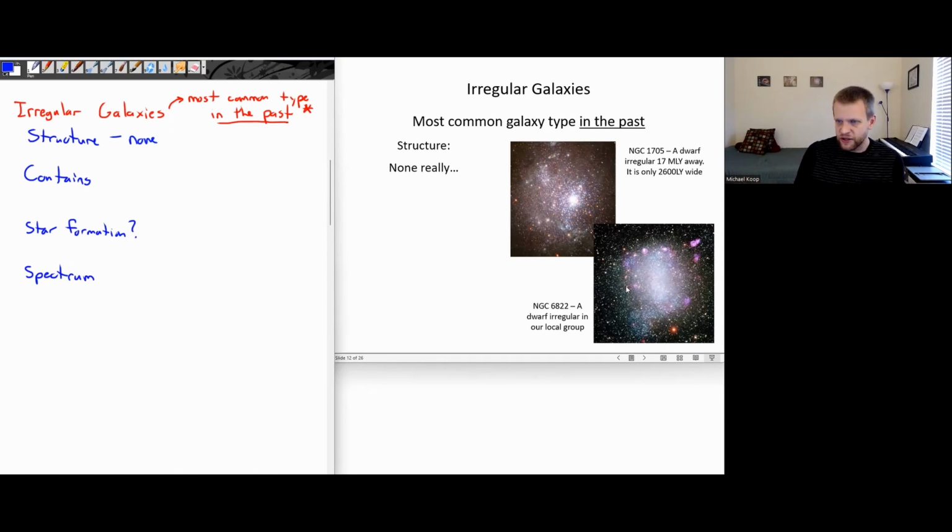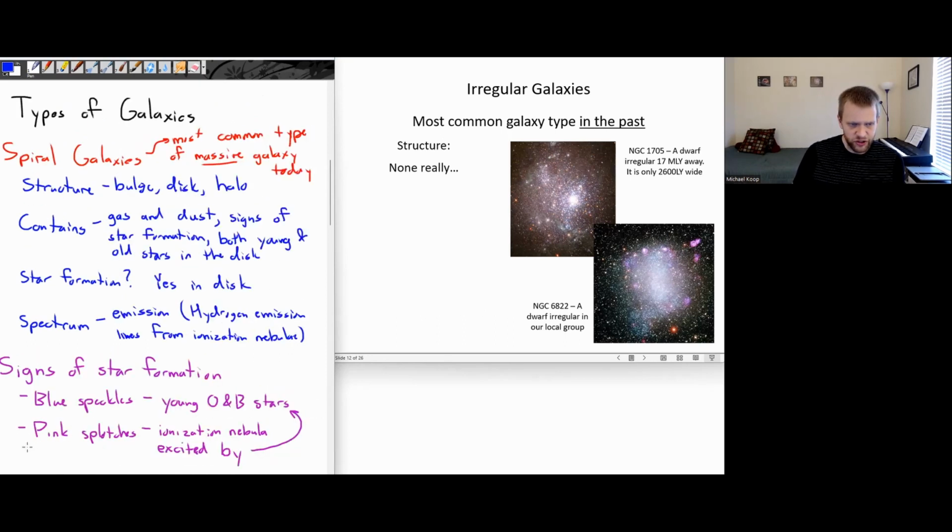But if we look at these images, do we see any of those signs of star formation? Again, our signs of star formation are the blue speckles for young O and B type stars and pink splotches for those ionization nebulas. Pause the video, take a look at those images, and see whether you think that there is star formation going on in these galaxies.